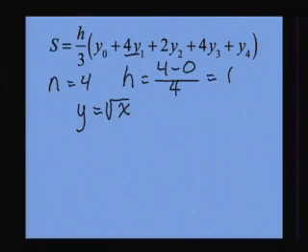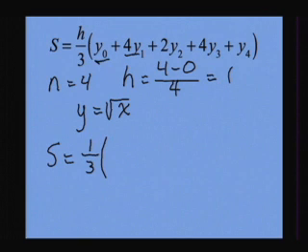So when I set up my rule, Simpson's rule, I need to remember that we are plugging in each x value and evaluating the square root of that. So s is going to be equal to h, which we found to be 1, over 3. And then the y sub 0 is, we start at 0, plus 4 times y sub 1.